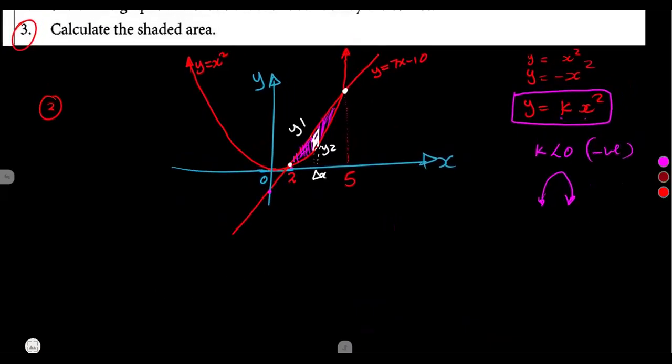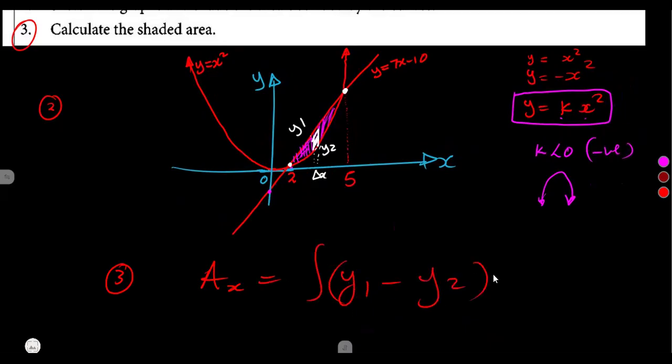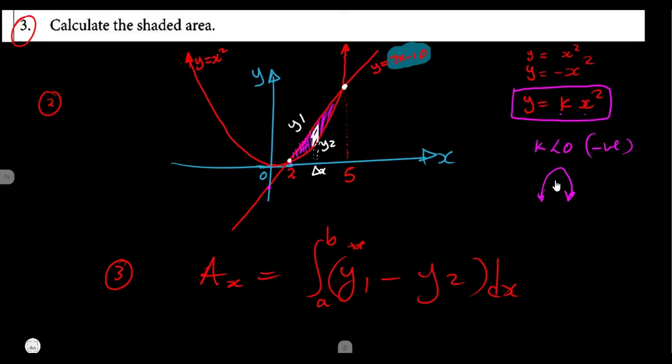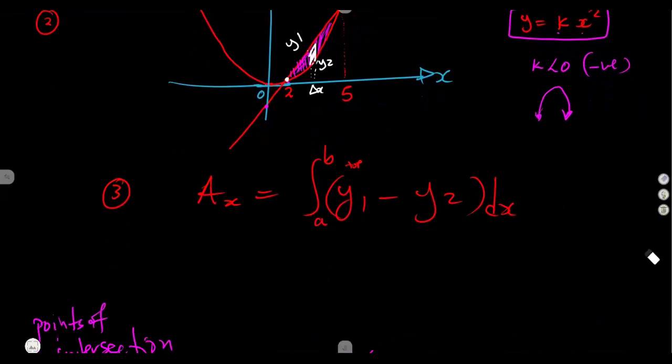So we're going to determine our area. Our area, with respect to x, is equal to the integral of y1 minus y2 with respect to x, taking our limits from a to b. So y1 is the one that is on top, which is the straight line, y is equal to 7x minus 10. We take this part as it is in terms of x. Remember, we are integrating with respect to x, so we are supposed to have it in terms of x. So a and b are our limits, from 2 to 5.